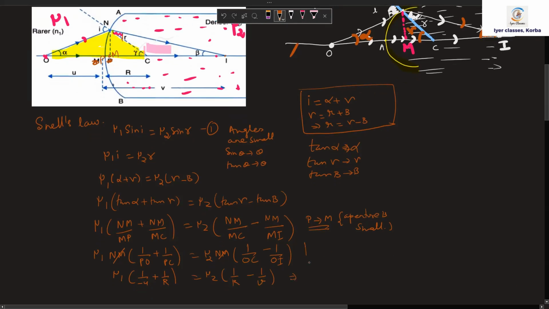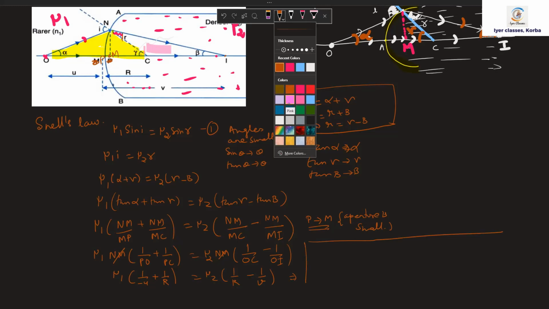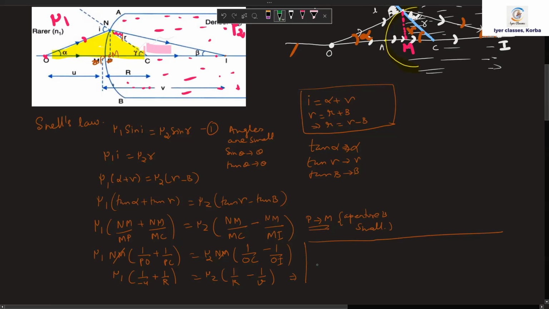Now let me solve this. What will I get? Just a moment, a minute. Now I can see that it is equal to mu1 into minus 1 upon U plus mu1 divided by R, which is equal to mu2 divided by R minus mu2 divided by V. I'll do one thing: I'll bring this to one side and this to the other side. What will I get? This was minus, so going there it becomes plus: mu2 divided by R minus mu1 divided by... one minute. What did I do? Just one second.